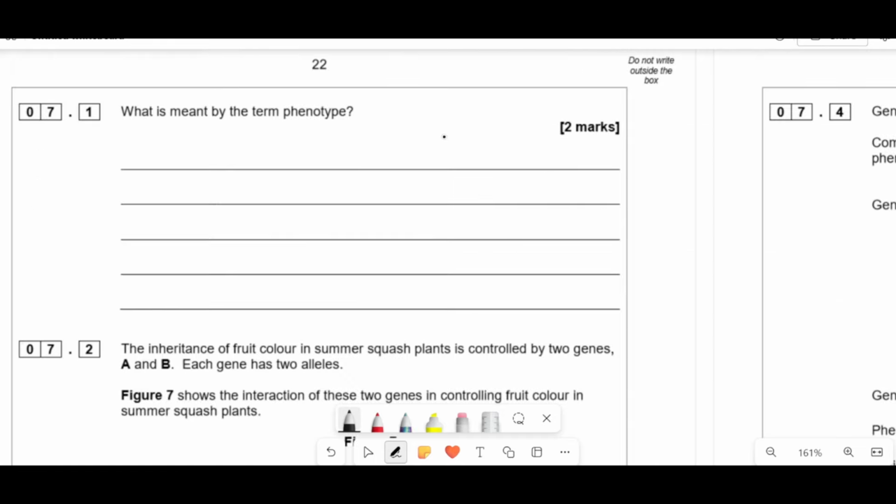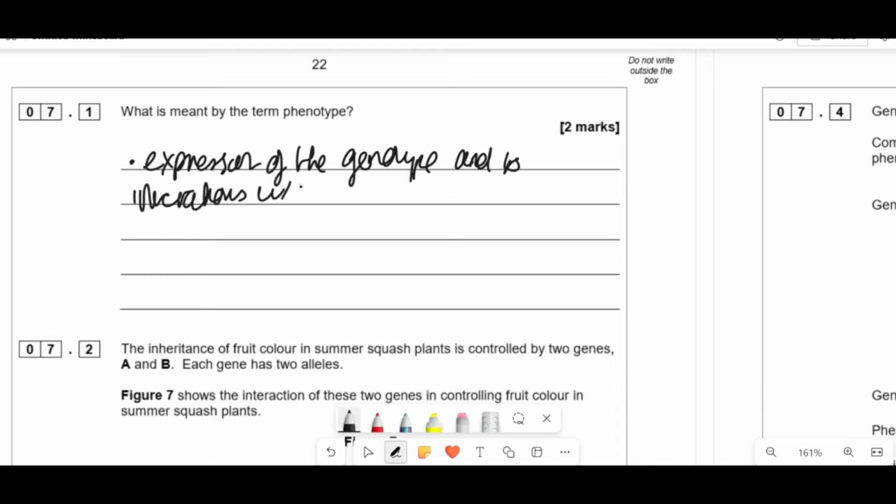The definition of phenotype then. Loads of people, just one mark, I think it was 90%, a lot of people just said the GCSE definition. What it is, it's the expression of the genotype and its interactions with the environment. Not just, oh, it has this trait or physical thing, or this or that, blah, blah, blah.